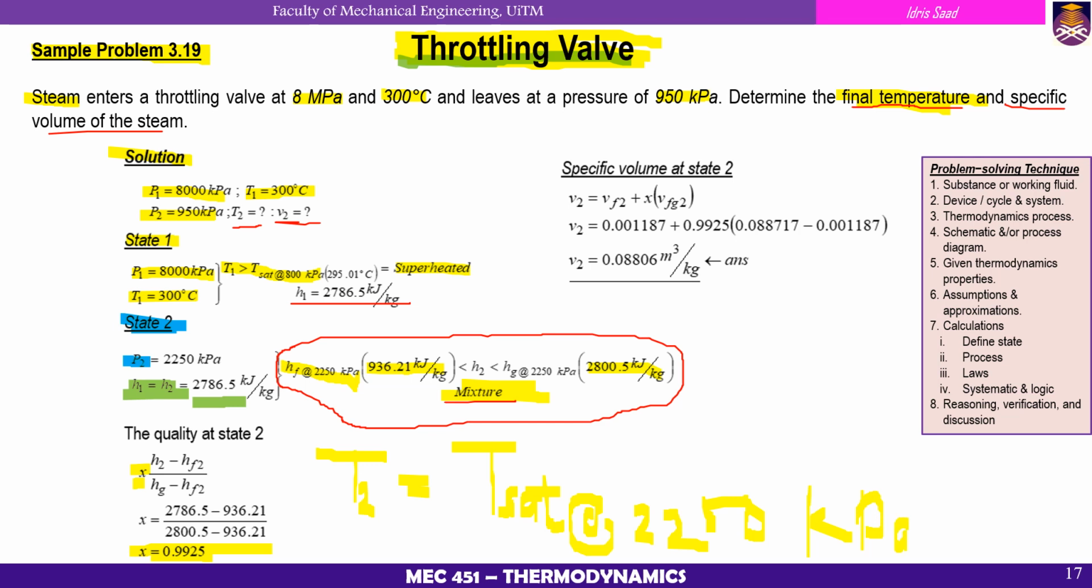Alright, so next we can determine the specific volume at state number 2. We have V2 is equal to VF2 plus X VFG2 at state number 2. Put in all the values, then we can get V2 is equal to 0.08806 meter cube per kilogram. So this is the way we use the throttling valve. Basically the most important thing for the throttling valve is H1 is equal to H2. This is what we call the identity of the throttling valve.